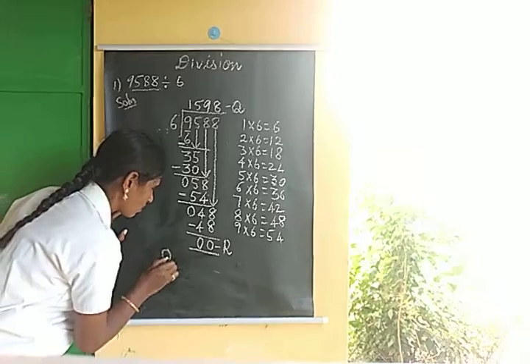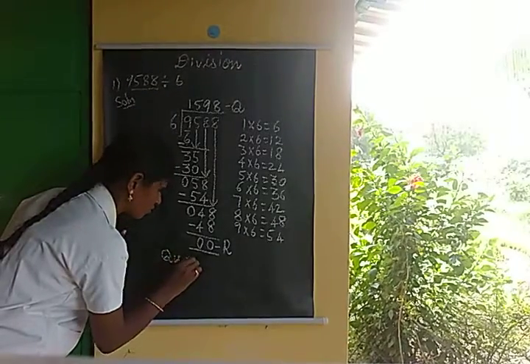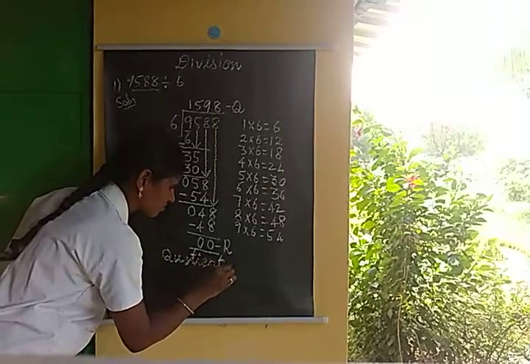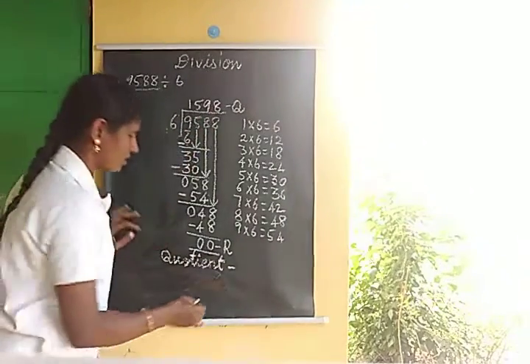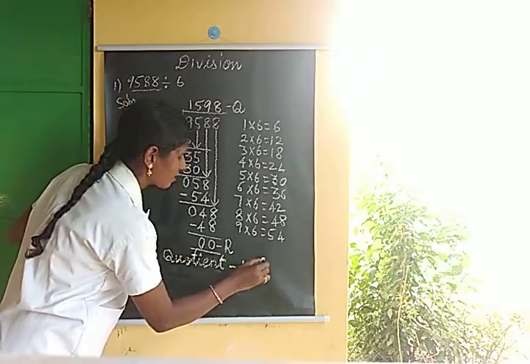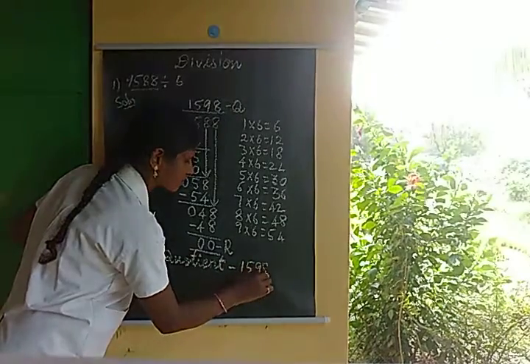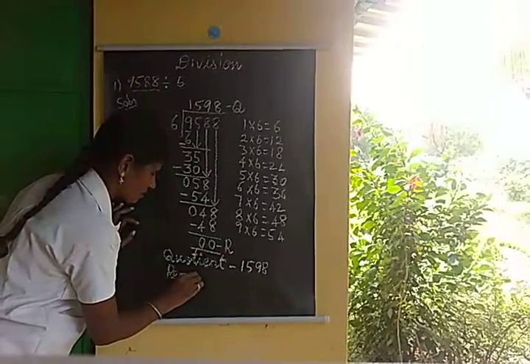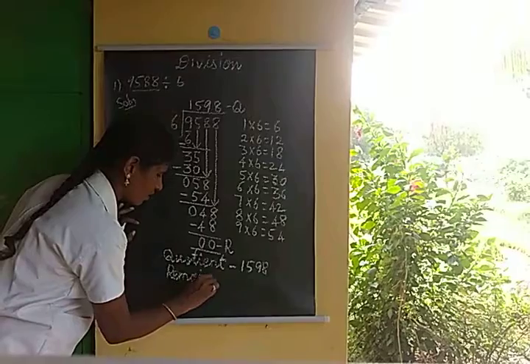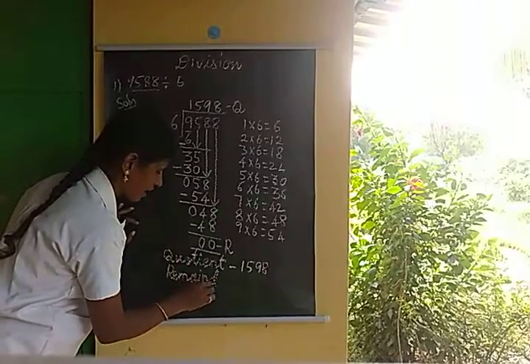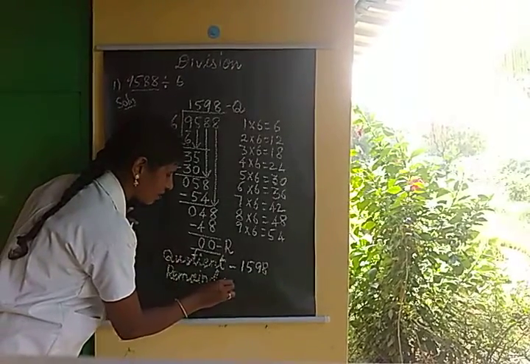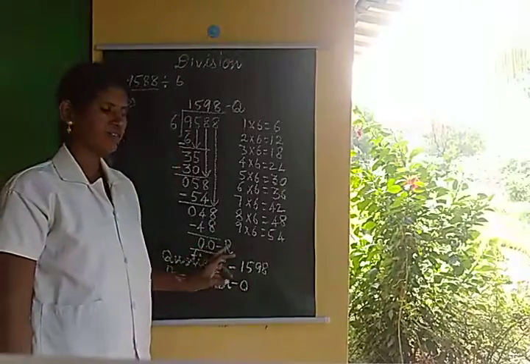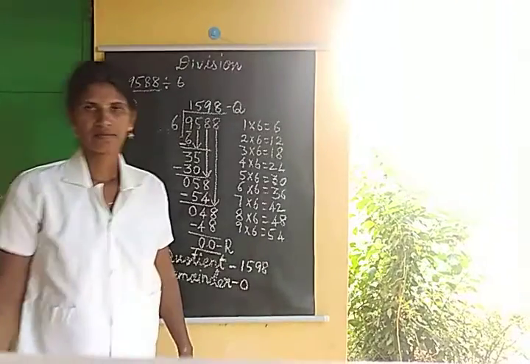Quotient. What is the spelling for quotient? Quotient is 1598. Next, remainder. Say the spelling for remainder. R-E-M-A-I-N-D-E-R. Remainder is 0. Writing only the 0 is enough. Okay?